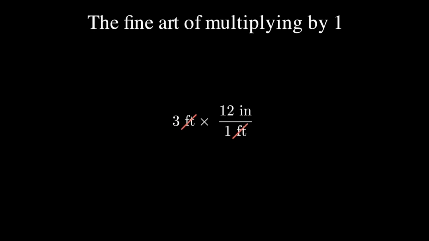Now we can cancel out the units of feet, and the only units we're left with are inches. Once we're left with only one set of units, we can multiply and divide all the numbers, and we're left with 36 inches. So by multiplying 3 feet by 1, we showed that 3 feet is the same as 36 inches.